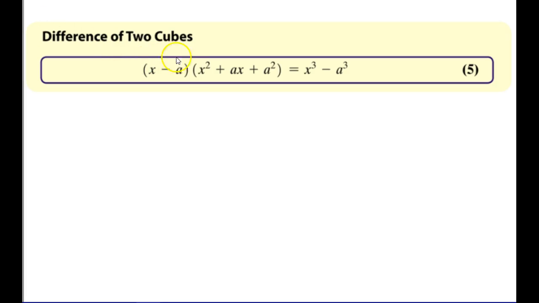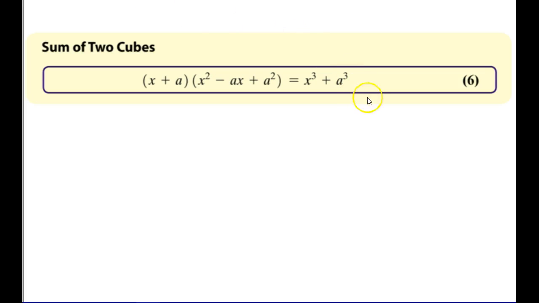So I can also look at the difference of 2 cubes. Here I see a perfect cube and a perfect cube. I know that if I have that and I'm subtracting, my difference of 2 cubes, I end up with x minus a times the quantity x squared plus ax plus a squared. Sometimes this polynomial can then be factored and broken down a little bit more.